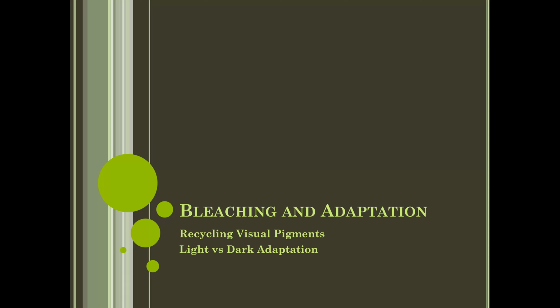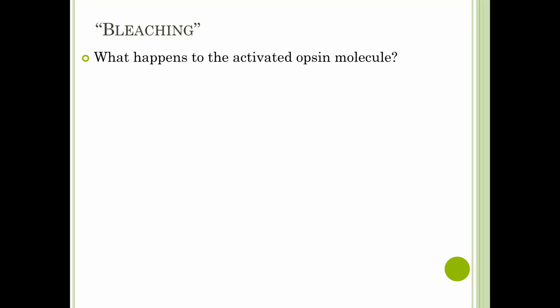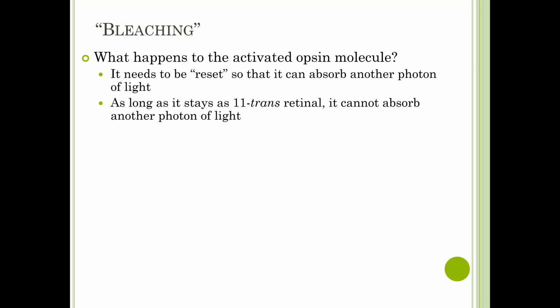In this section, we'll look at bleaching and adaptation, which involves recycling the visual pigments and also light versus dark adaptation. All right, so remember that as part of the pathway for photoreception, we have to activate the opsin molecule by converting the 11-cis retinol to 11-trans retinol. Well, what happens after the opsin has been activated? It actually has to be reset before it can absorb another photon of light. So as long as it stays with the 11-trans retinol on the inside, it cannot absorb another photon of light, so it cannot react a second time.